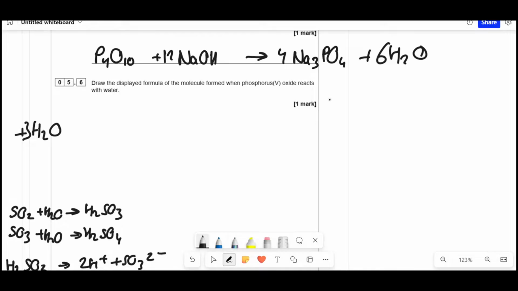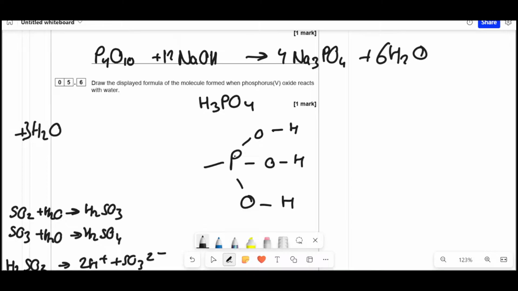Next it says, draw the displayed formula of the molecule formed when phosphorus(V) oxide reacts with water. If it's reacting with water, we need to figure out what it's making. It's going to be making H3PO4, phosphoric acid. So we've got to figure out some combination of this. My best bet is you draw your phosphorus, and I'm going to draw an O here, an O here, and an O here for now, because I know there are going to be H's stuck on here like this.